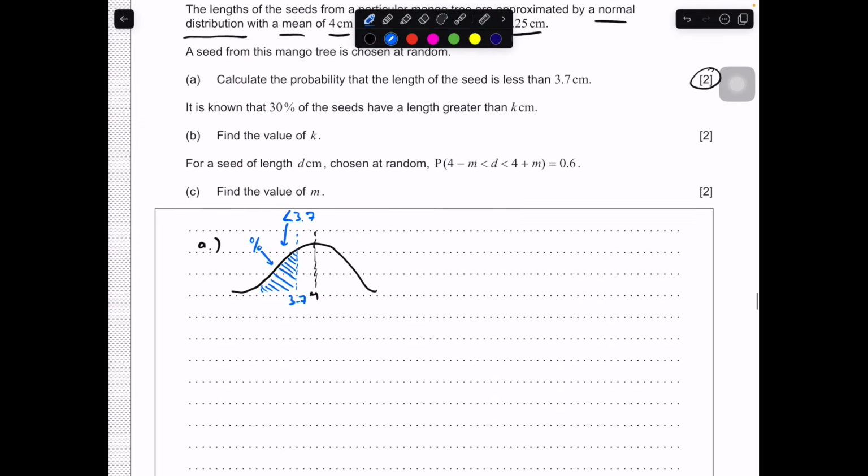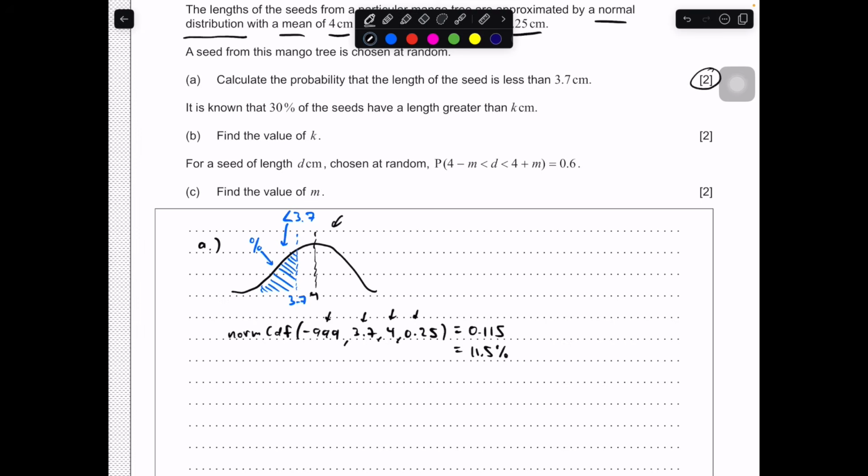So let's go ahead. This is already a method mark, so it's okay, but I'm going to write normCDF and then put those values in. I'm just going to put negative 999. Essentially, we can put 0, a seed of 0 length or something like that, or slightly greater than 0. Then 3.7, the mean 4, and 0.25. Mean, standard deviation, lower bound, upper bound. And we said that this was equal to 0.115. You can write this as a percentage if you want.